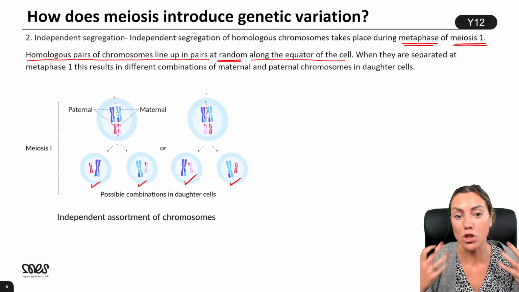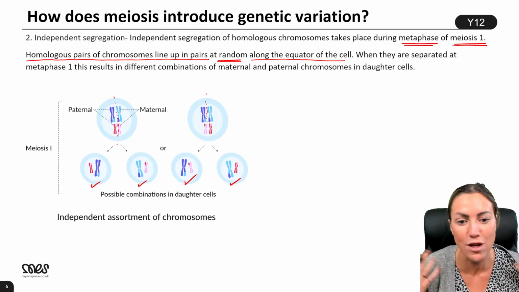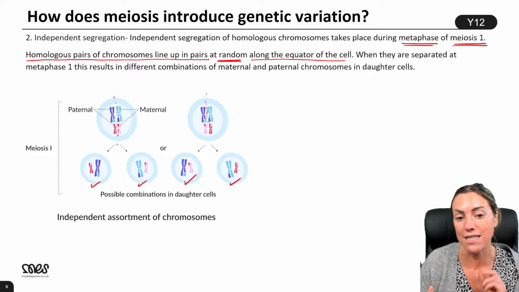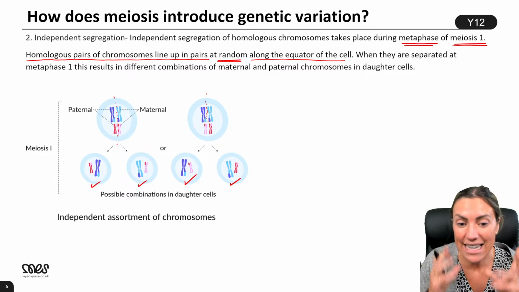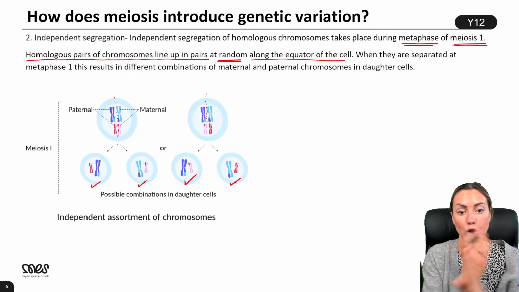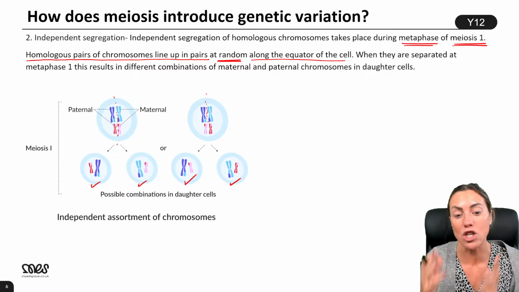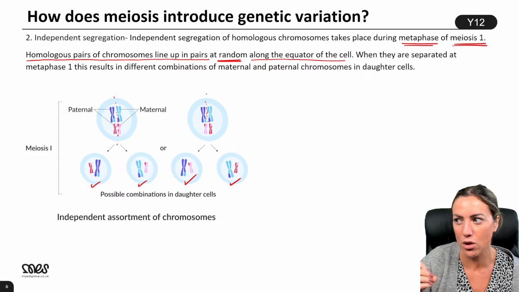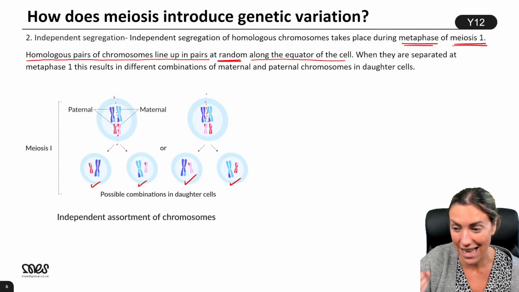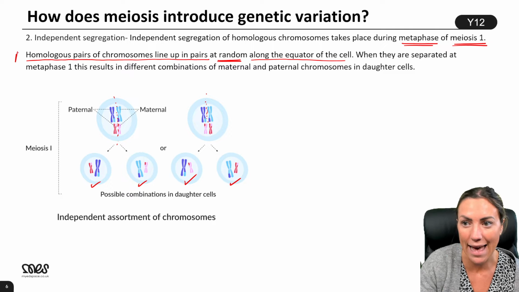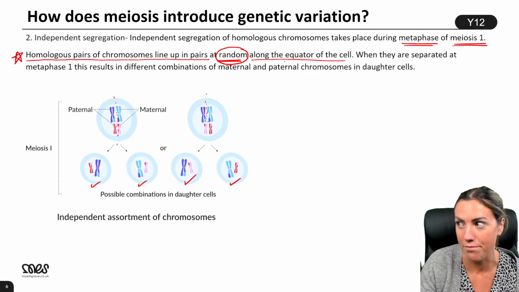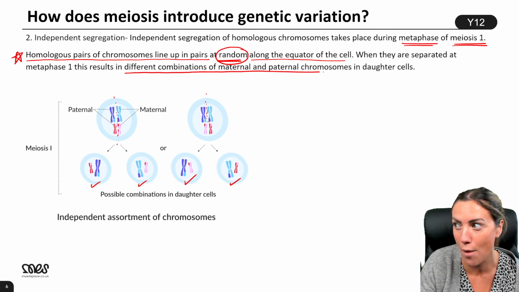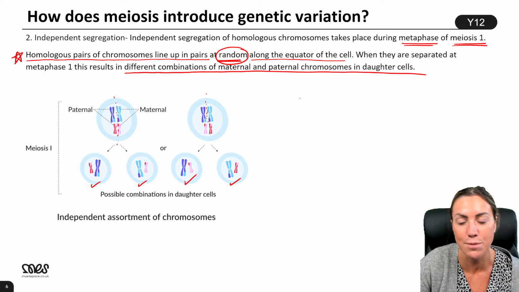But you've got to remember there are 23 pairs of chromosomes lining up on the equator during metaphase 1 of meiosis 1. And in each of those pairs, they can line up in either order. There's two options, if you like, for each of those 23 pairs. Now, this is called independent assortment or independent segregation. And what you need to say is that the homologous pairs of chromosomes line up in their pairs at random along the equator, so that when they are separated, we get different combinations of maternal and paternal chromosomes.